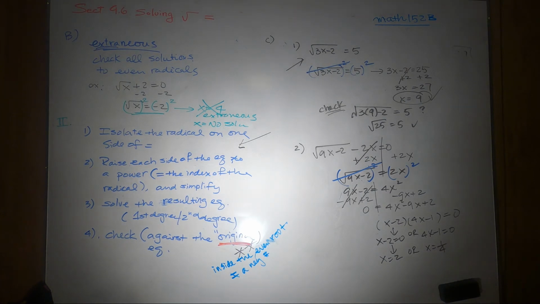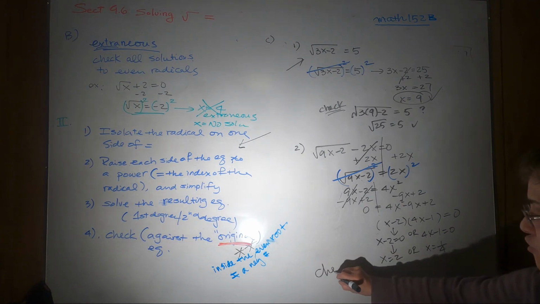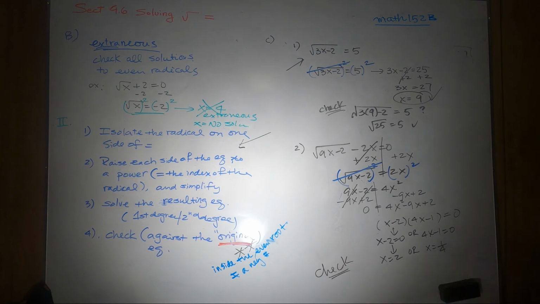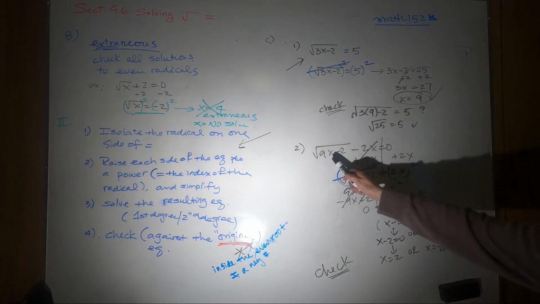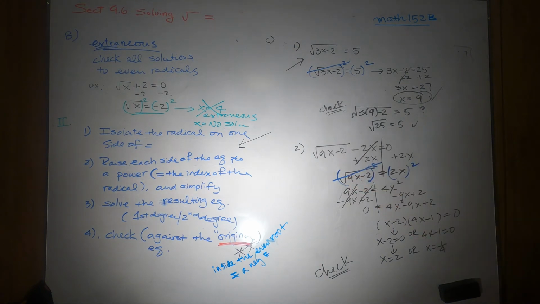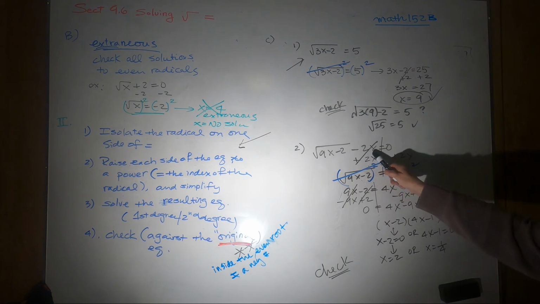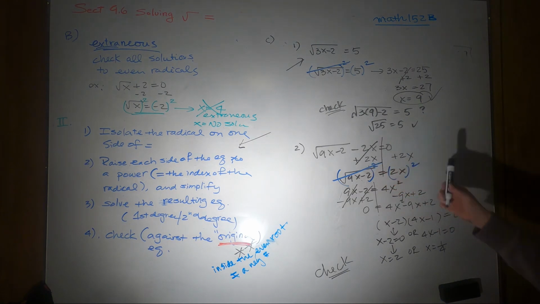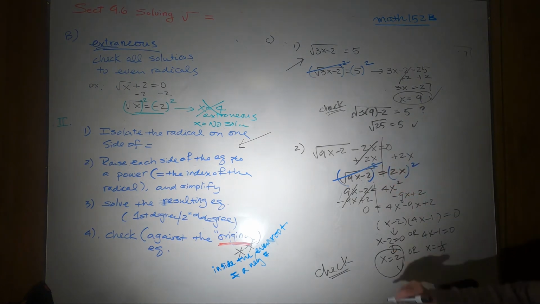Then, how do we know it's working? You have to plug in. For sure, you have to check. Okay, 2 times 9, 18 minus 2, 16. So square root of 16 is 4. Then 4 minus 2 times 2 is 4, is 0. Yes, this one is working.